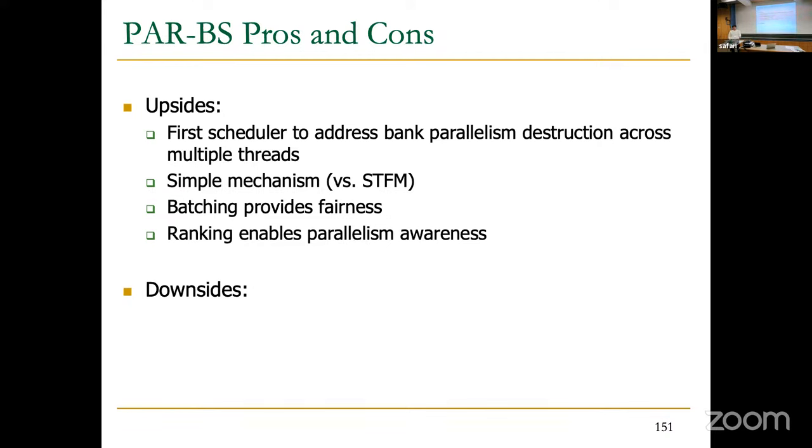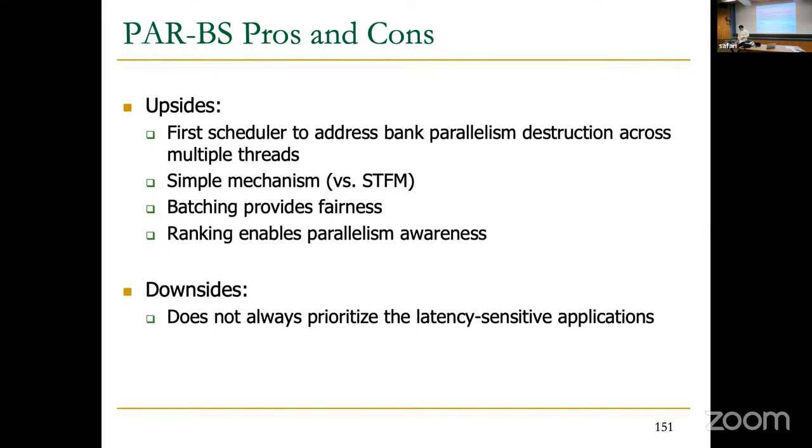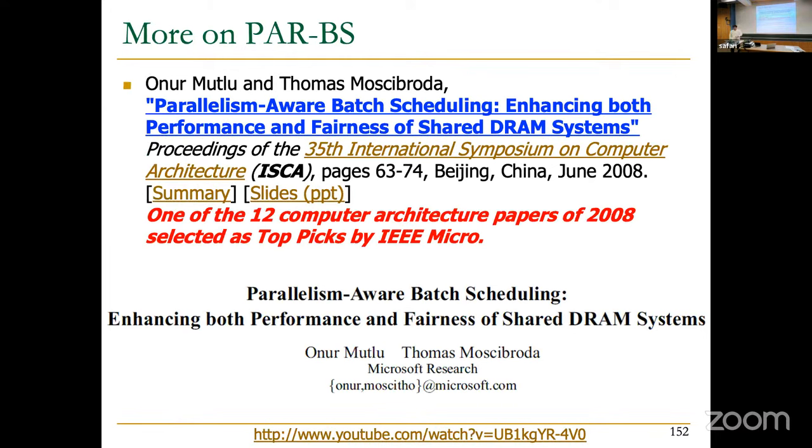And the ranking system enables parallelism awareness. So we can parallelize requests from the same thread to different banks. Now the downside is it does not always prioritize the latency sensitive applications. This will become more apparent in the next paper. And that's parallelism aware batch scheduling.